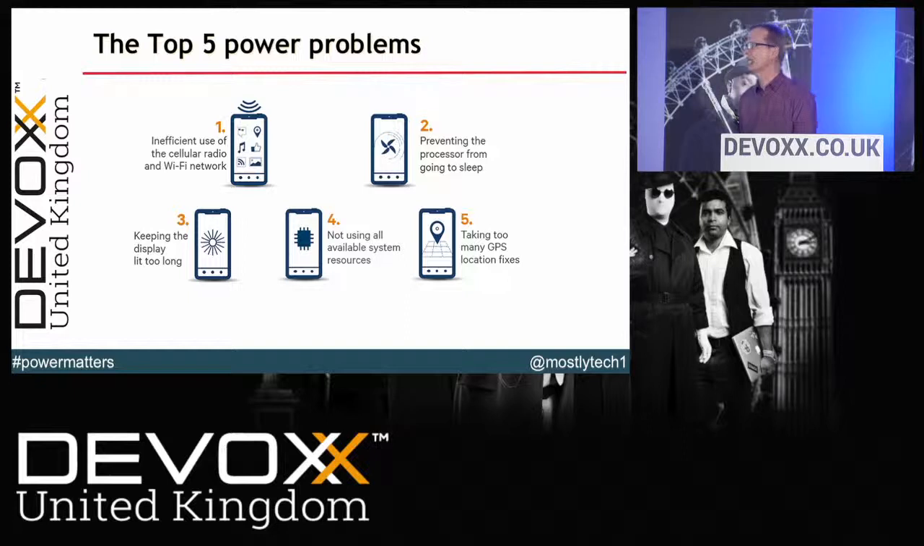3 used to be a big problem, but we don't see it too much anymore: keeping the display lit too long. There are some very famous games that still do that. It's called a full Wakelock, and they do it even though it's very easy to avoid. 4, another big problem, not using all the available system resources. One of my pet peeves is taking too many GPS fixes. Every time I launch the Twitter app, the first thing I see is it does a GPS fix, even though I'm not tweeting. There's no real reason it has to do that. It's just wasting power for no reason.